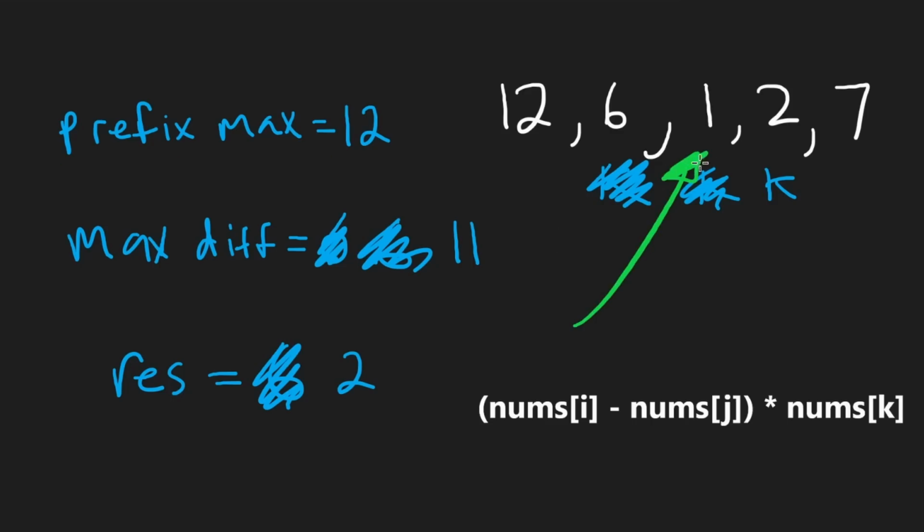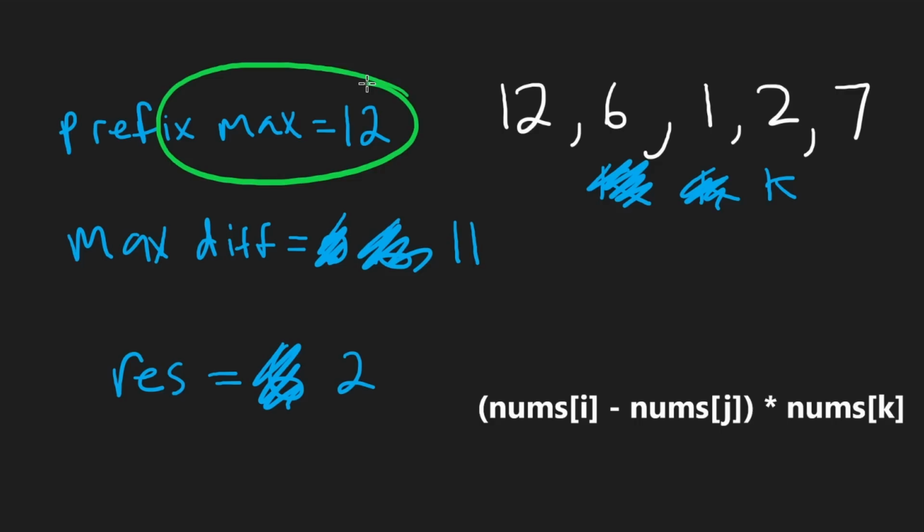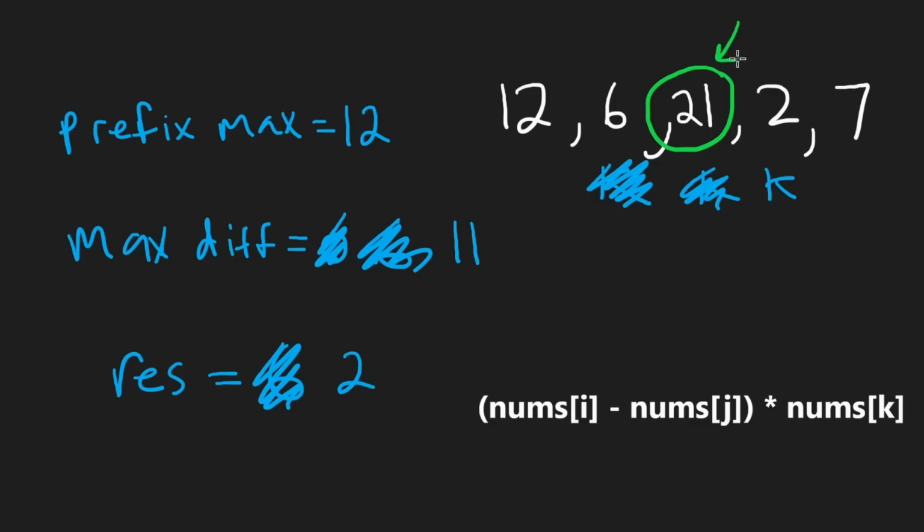You might not be fully convinced that all we need to do is keep track of the prefix max. So let me just prove it to you. Let's replace this over here with 21 or something, just so we don't have to change this number. So imagine that we processed these elements and now we're here. Okay, this is going to be the new prefix max.